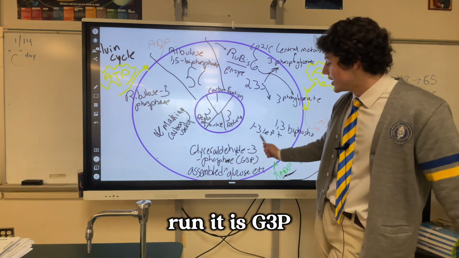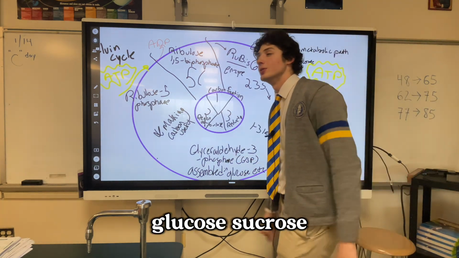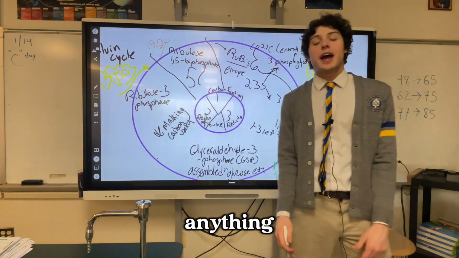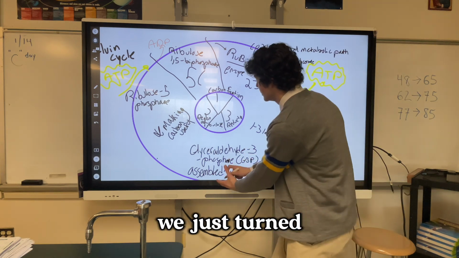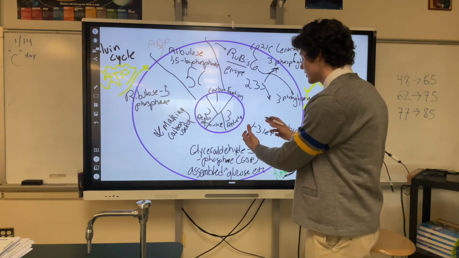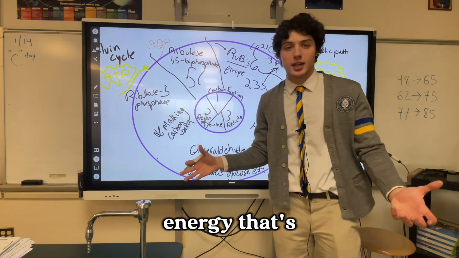It is G3P. It's assembled into glucose, sucrose, maltose, whatever you want. Anything that will get us the sugar. So basically, this is the final product. We just turned carbon into a sugar. We just turned carbon into energy. That's basically what we just did.